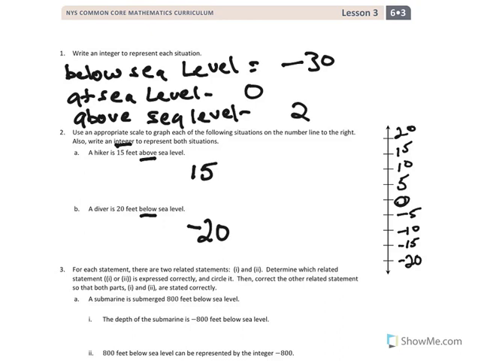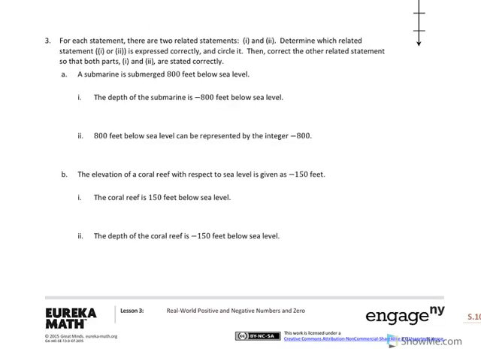So the first one is positive 15, and I'm going to do that one in red. That will be right here. And the next one is negative 20. I'm going to do that one in blue, and that will be right there. And that's all we were supposed to do. So the next one, number 3, we're going to go on to the next page to do it.